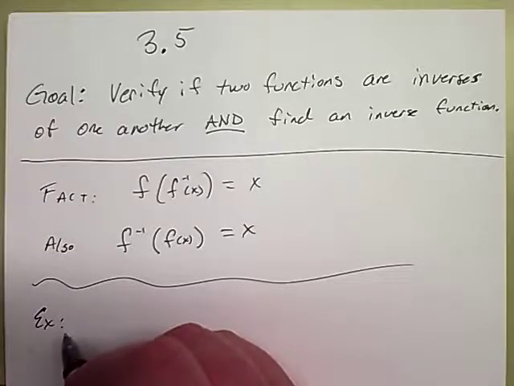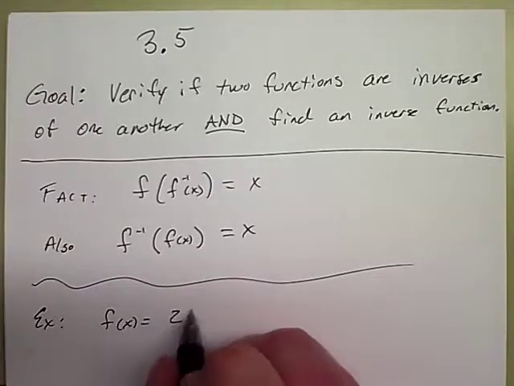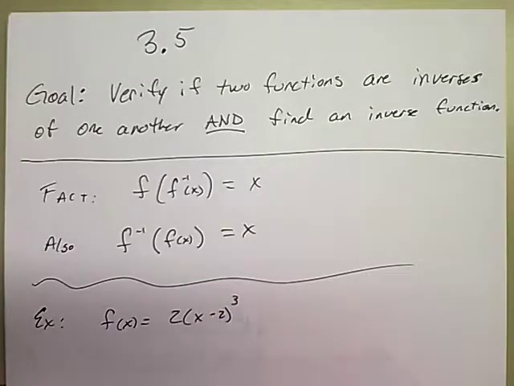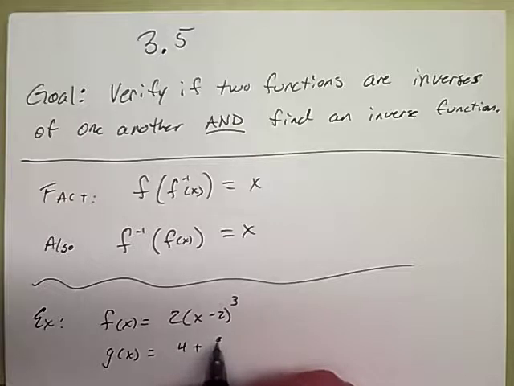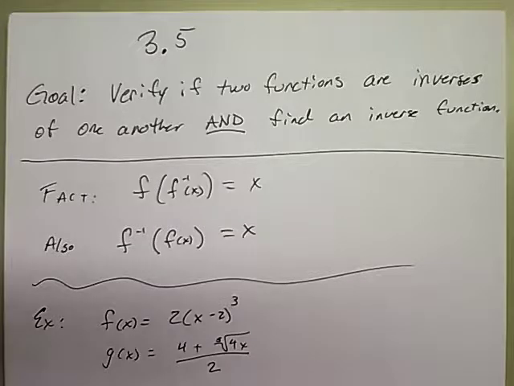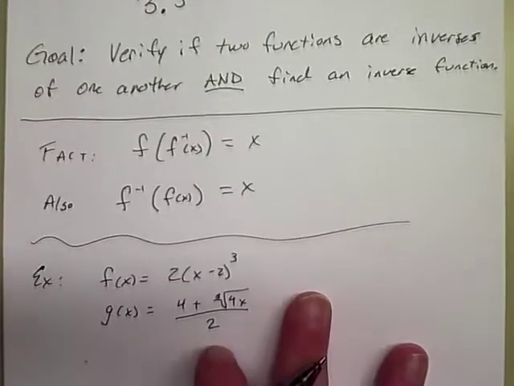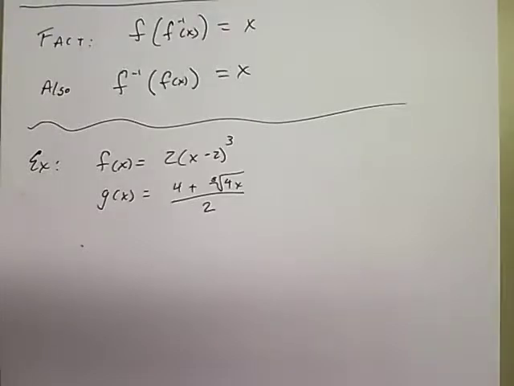The directions are going to say something like verify that the functions are inverses of each other. So here I'm going to give you f of x equals 2 times (x minus 2) cubed, and g of x equals 4 plus the cube root of 4x, all over 2. If these are inverses of each other, then I should be able to plug one into the other, reduce, and just be left with x. So let's see what happens here.